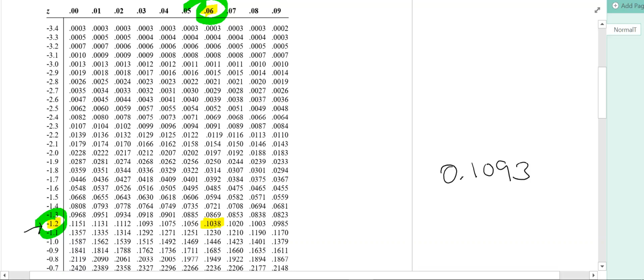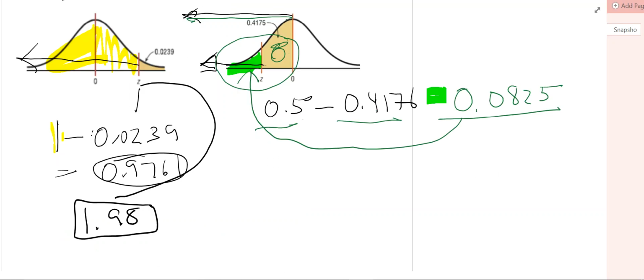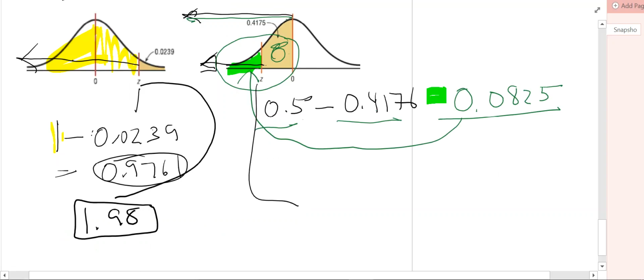Wait, it's not there. Look at that. 0.823, 0.838. Well, I'll just take the closest number. See, that one's not actually in the table. So I just grab the one that's closest. And so the closest thing is -1.39. So Z here is -1.39.